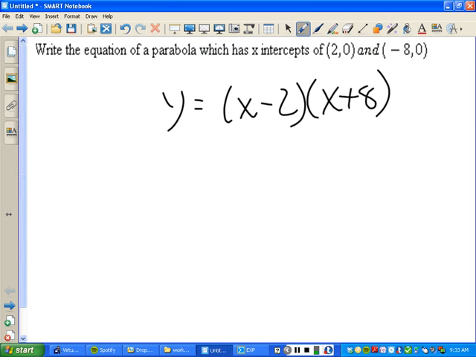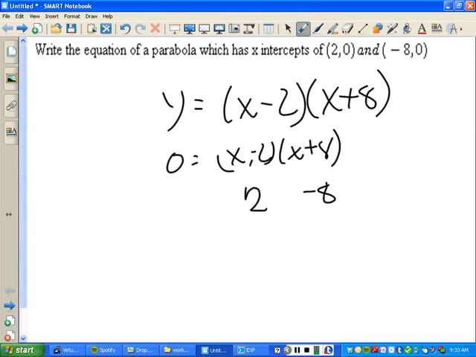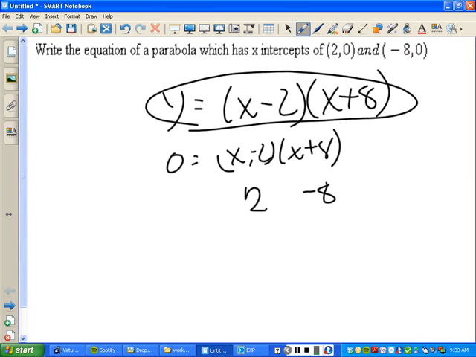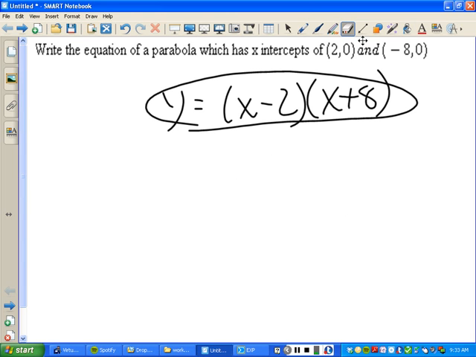You see, if you were to solve this, 0 equals (x - 2)(x + 8), you would get two x-intercepts. One of them would be positive 2, one of them would be negative 8. So this is the equation you would have started with. To write it out in standard form, you just simply have to multiply this out.